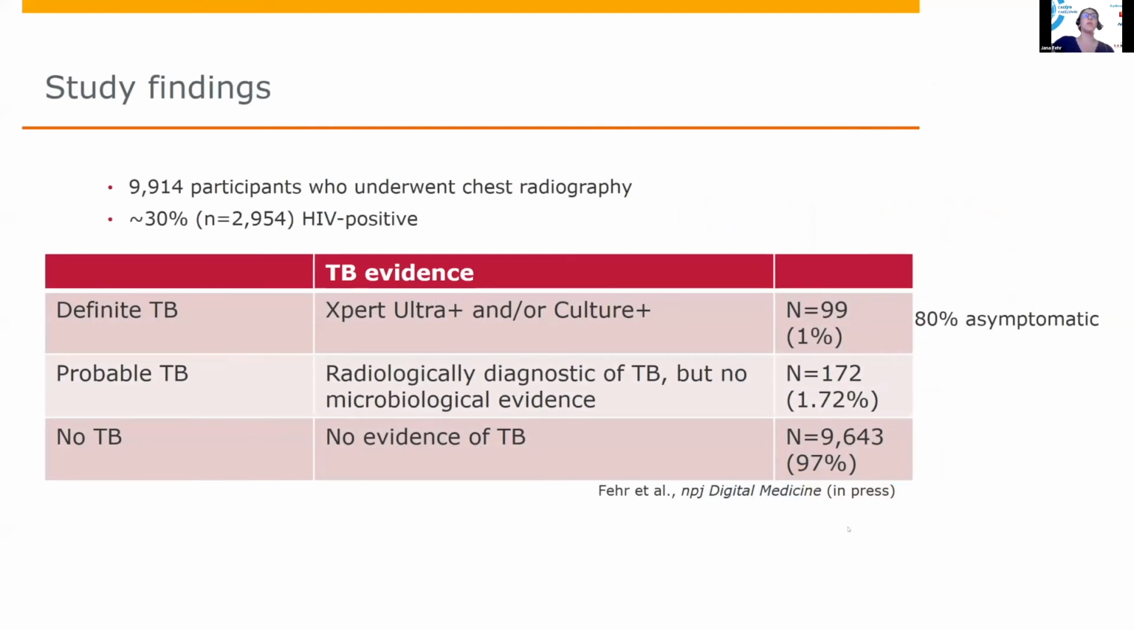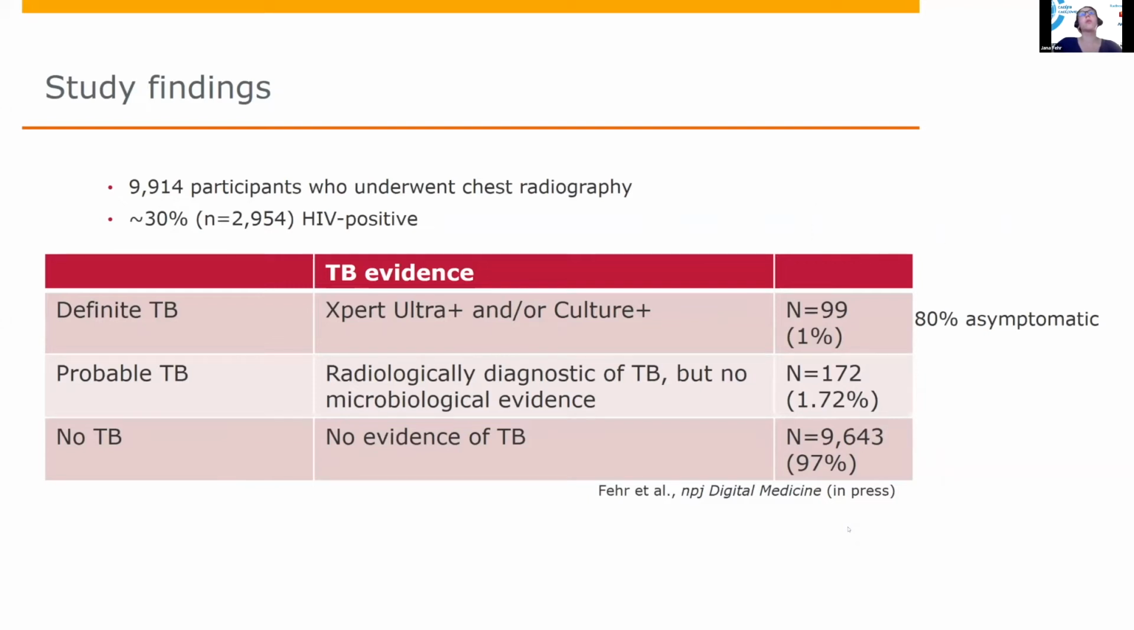At the end of the study, we analyzed the data after the first year of the Vukuzazi program was completed, and in total there were 9,914 participants who underwent chest radiography. 30% of these participants were found HIV positive, but most of them had full viral suppression and were on antiretroviral therapy.